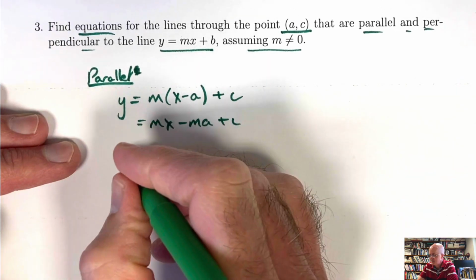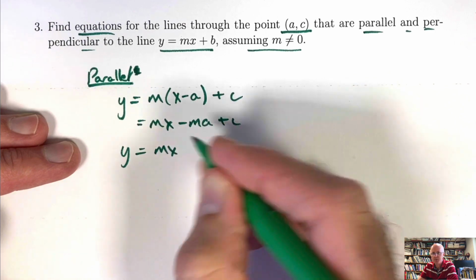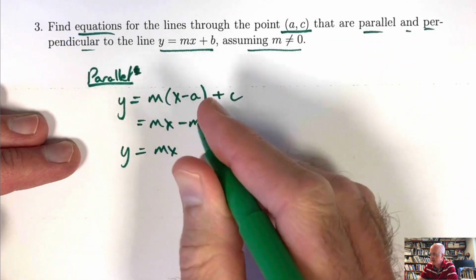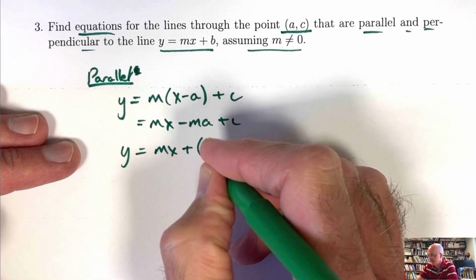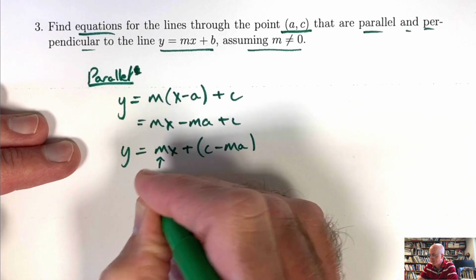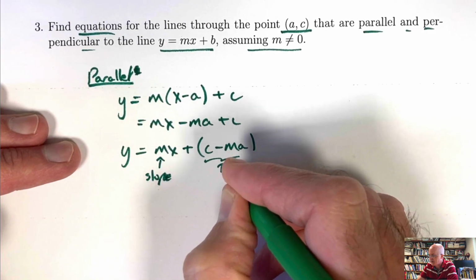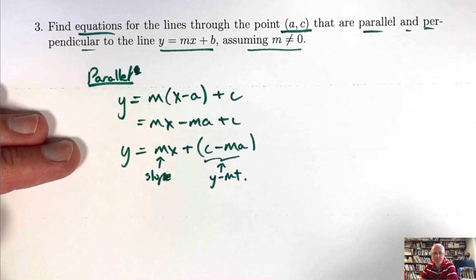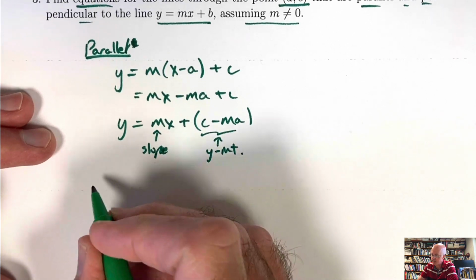That's an answer. Maybe for emphasis, we might want to put these two terms in parentheses to emphasize that's the y-intercept. And maybe you feel like putting the c first since it's positive. Plus, and I'll put parentheses, c minus m times a. So m is the slope. And this quantity right there, that will be the y-intercept. Okay? There'll be your parallel line, ultimately, if you want it in slope-intercept form.